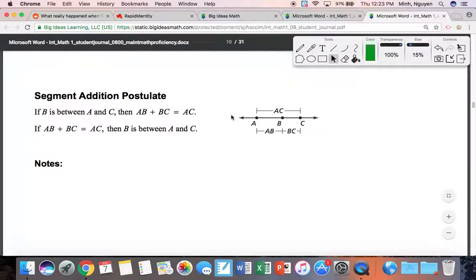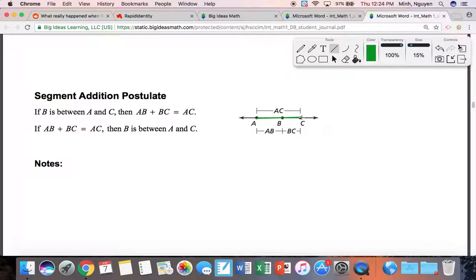Okay, segment addition postulate. If B is between A and C, then AB plus BC equals AC. So basically this is saying, if you have a segment, you can break it up into two pieces. And how do you find the total? Let's say section AB is 1 inch and section BC is ½ an inch. How do you get the total? You add. That's it. AB plus BC equals 1.5. In this example, it's just some random example.